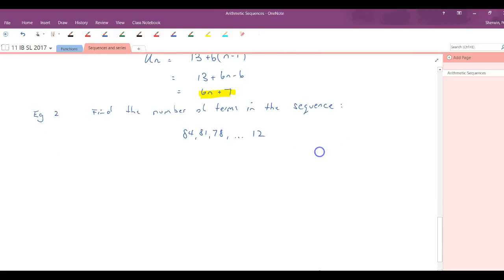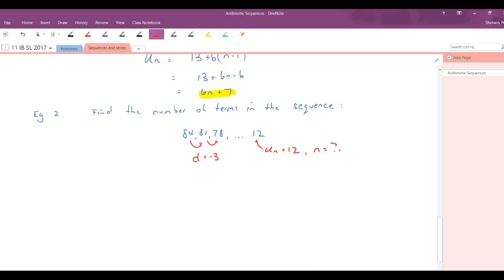Second example, again, find the number of terms in this sequence. Establish that it is, in fact, an arithmetic sequence, which it is, but in this case we're going down by 3. Any term minus the term in front, 81 minus 84, 78 minus 81. So minus 3 is our common difference. How many terms in the sequence? This is our last term here, so we want to know when un equals 12, what n equals.